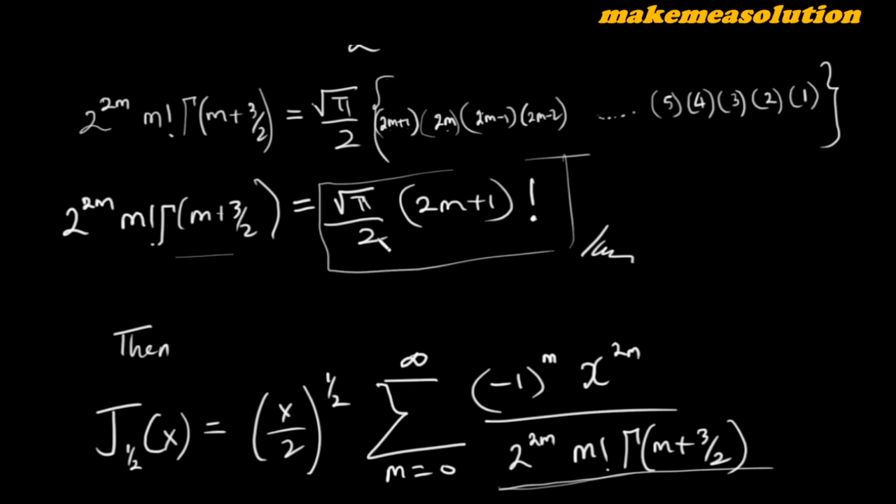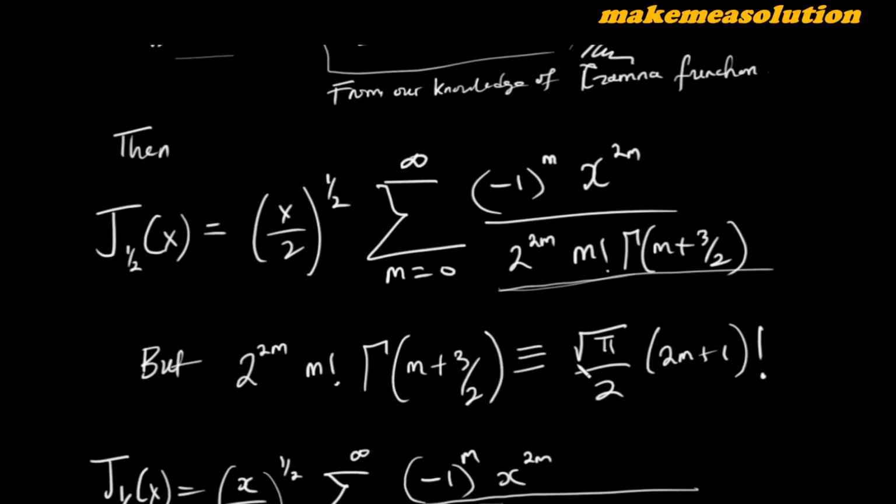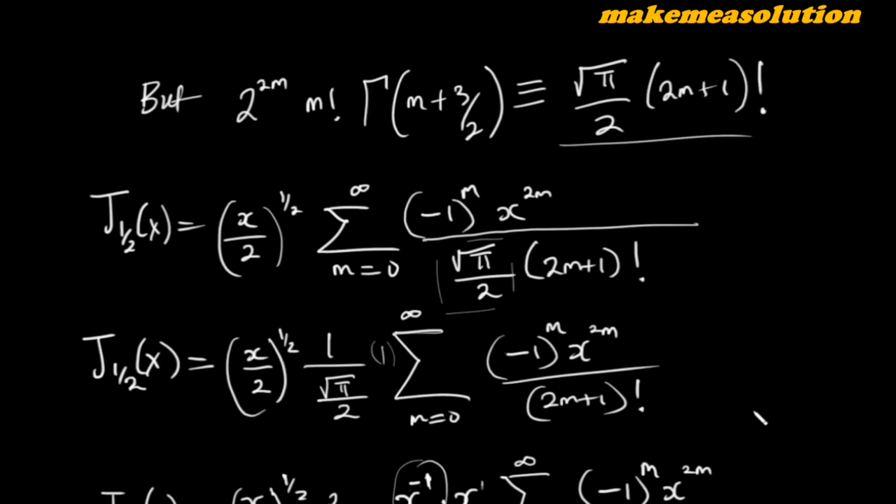That's pi all over 2 and (2m+1). So you say this denominator translates to this from our knowledge of the beta-gamma function. So the whole of this denominator translates to this. When the whole of this denominator translates to this, that's when you can now replace the whole of this denominator with that expression. Then you now start simplifying.